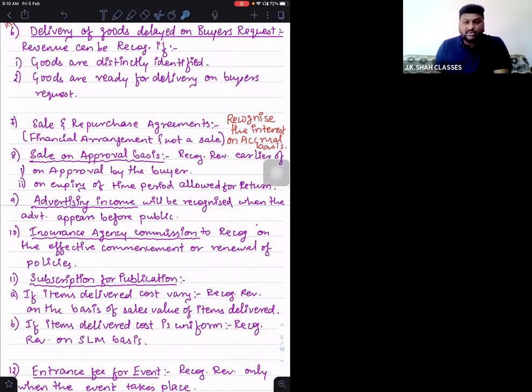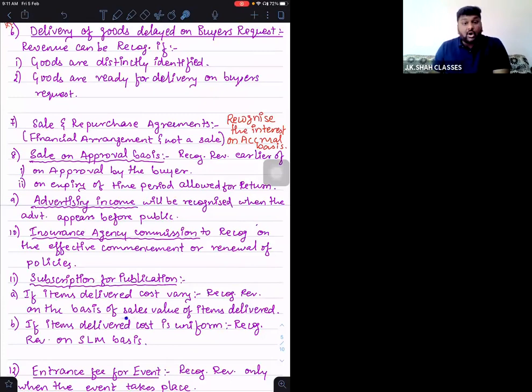Next point is subscriptions for publications. That is the magazines that you subscribe to. Right? Yearly subscription, 6 monthly subscription, 2 yearly subscription. So here, how should that magazine company recognize the revenue? It says that point number A, if the cost of items delivered varies, meaning the subscriptions are delivered to you on a monthly basis and the cost of each magazine is different, then you have to recognize the revenue on the basis of the sales value of the items delivered. So whatever is the actual sales value, on that basis you will recognize your actual sales.